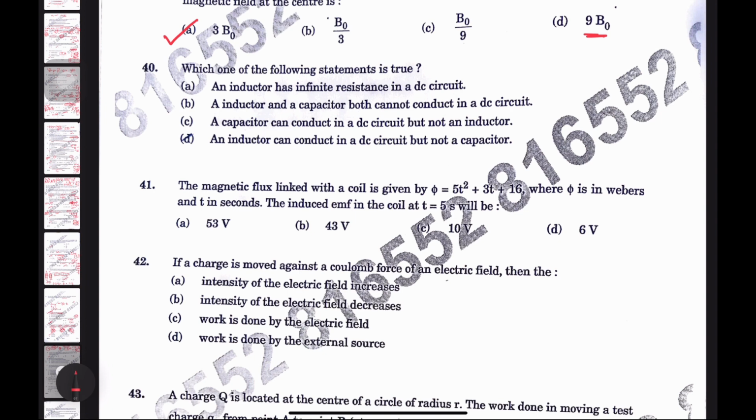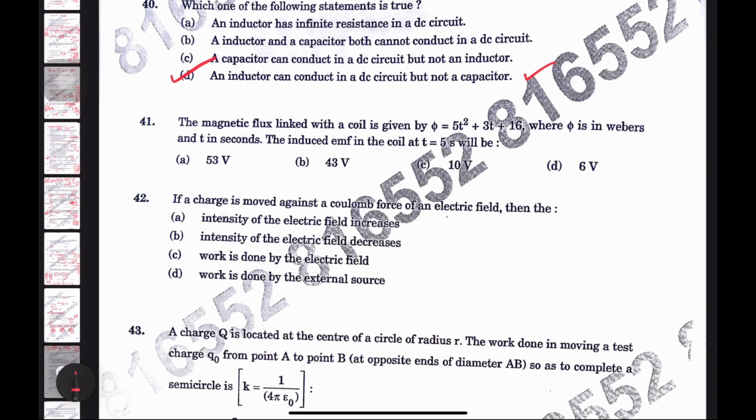Then, a capacitor can conduct in a DC circuit but not an inductor. This is again false. We have always done why a capacitor blocks DC. So it is always a capacitor which blocks DC. So an inductor can conduct in a DC circuit but not a capacitor. So this is fine. D is the right option.